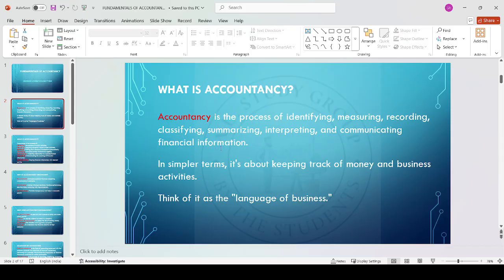Okay, now our first question is, what exactly is accountancy? Well, as this slide beautifully puts it, accountancy is the process of identifying, measuring, recording, classifying, summarizing, interpreting, and communicating financial information. Do you understand that? It might sound a bit technical, right? Let's just simplify it. Okay, let's read it one by one.